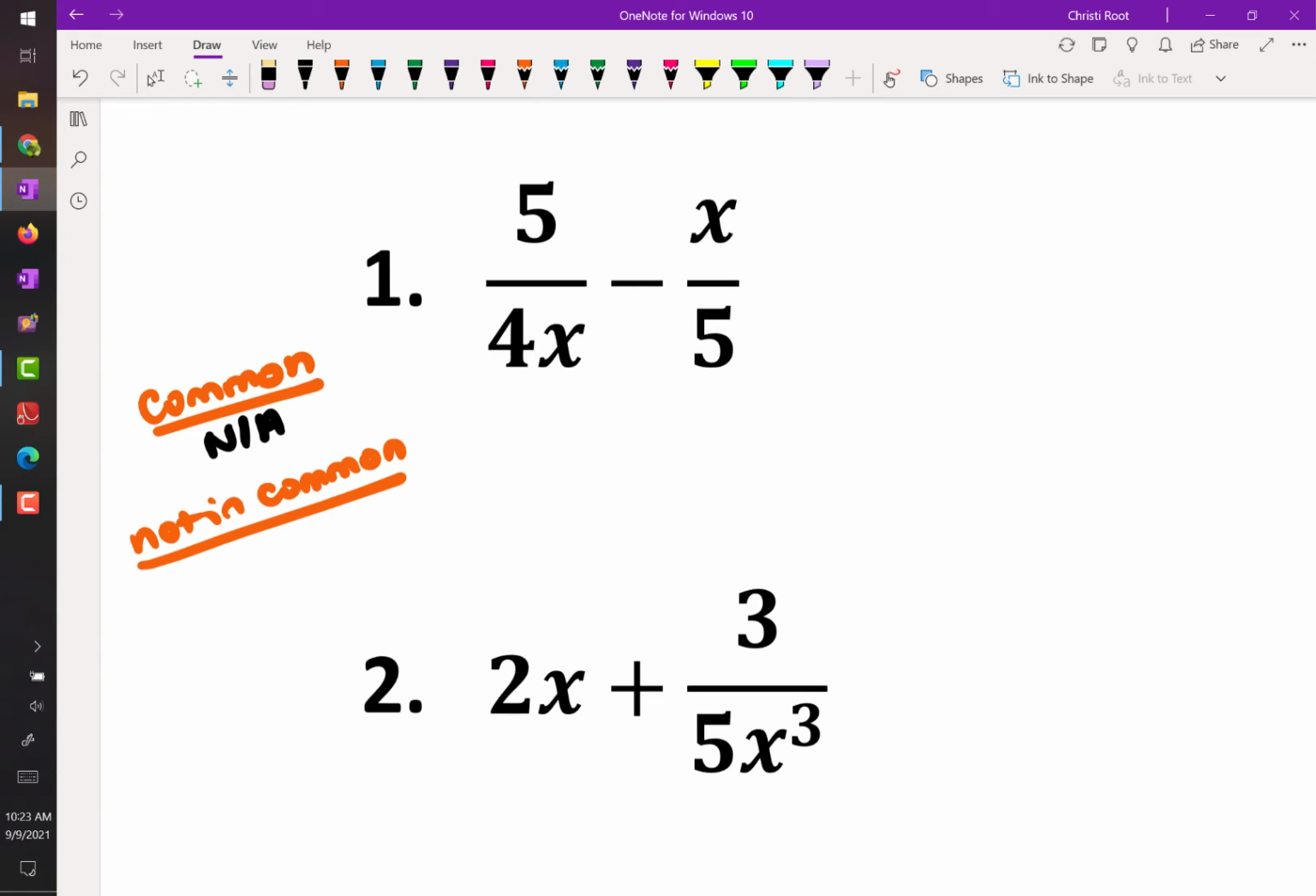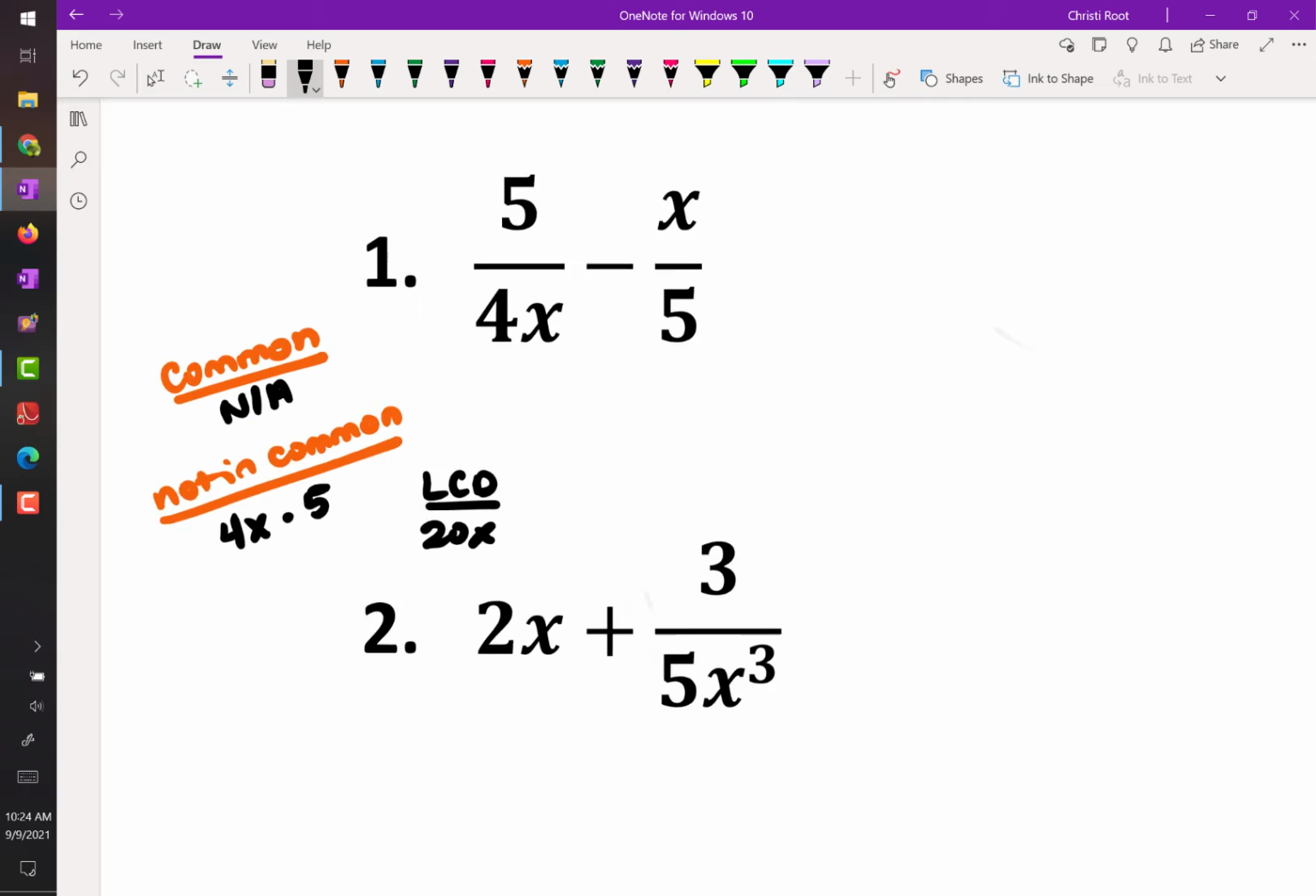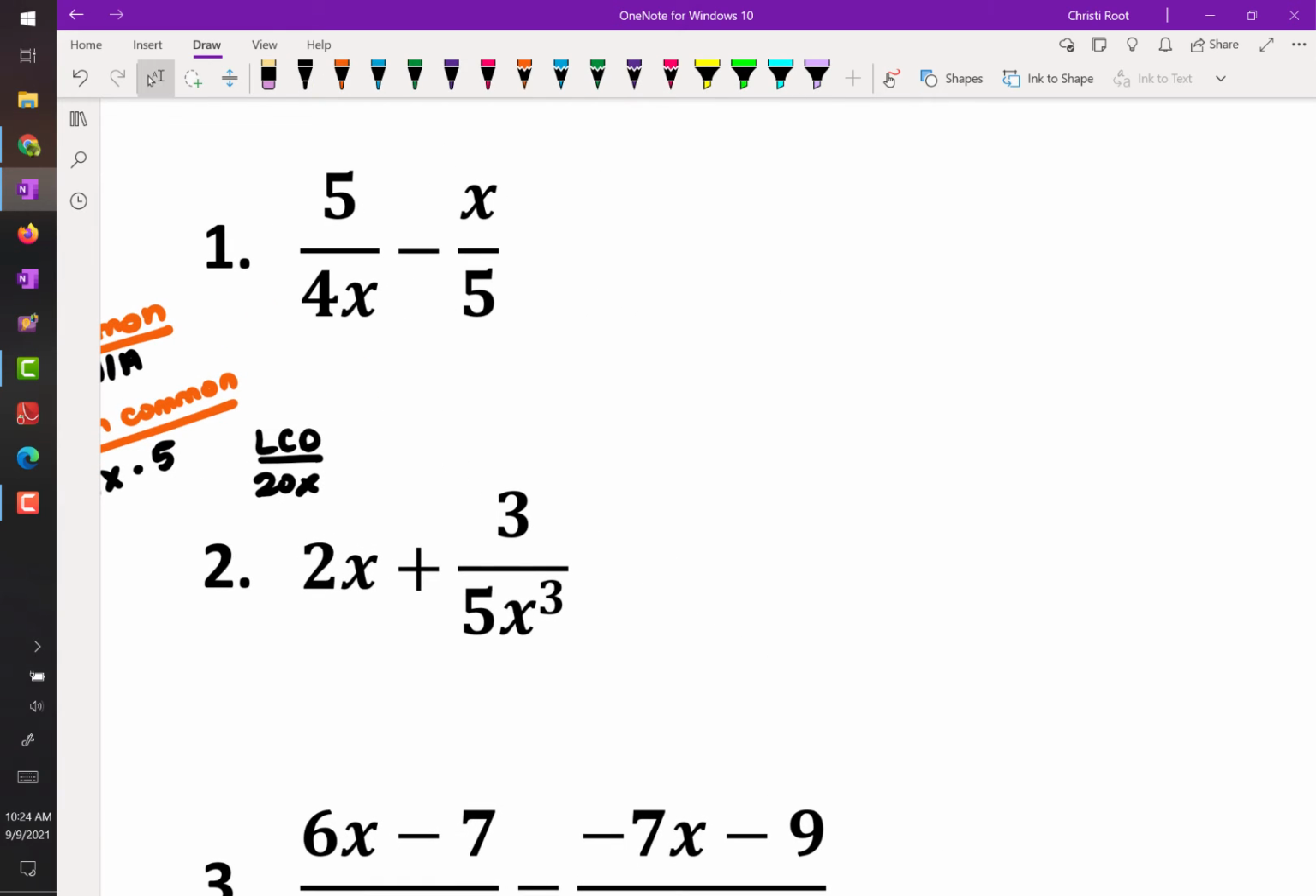And I have everything else not in common. So basically you've got a 4x and you have a 5. So to find your LCD, you multiply everything together. So 4x times 5 gives you 20x. So your least common denominator should be 20x. Okay, now if you want to get out a different sheet of paper, there's not a lot of room on your notes. I'll give you some time to do that.